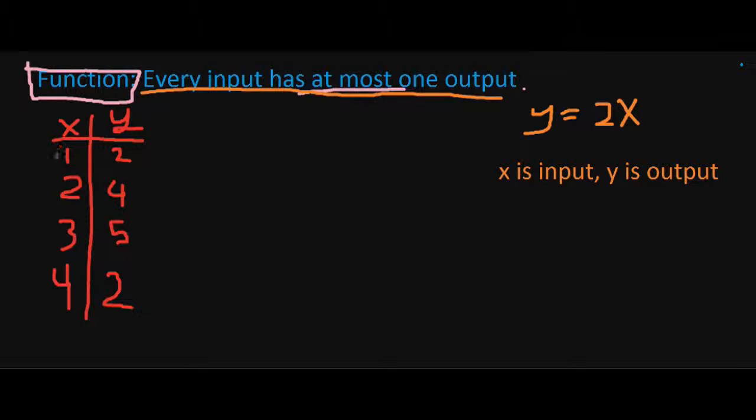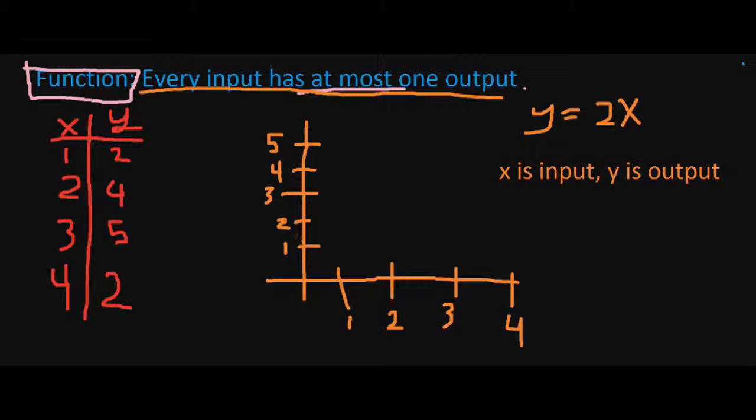So if we look here, let's look at 1. 1 has one y. If we were to make a quick little graph of this, when we plug in 1, we get 2 for y. So I'll go ahead and put that dot right there. Oh, whoops, sorry, it should be up here. So right there. When we plug in 2, we get 4. When we plug in 3, we get 5, so right up here should be a little dot, and we plug in 4, we get 2.